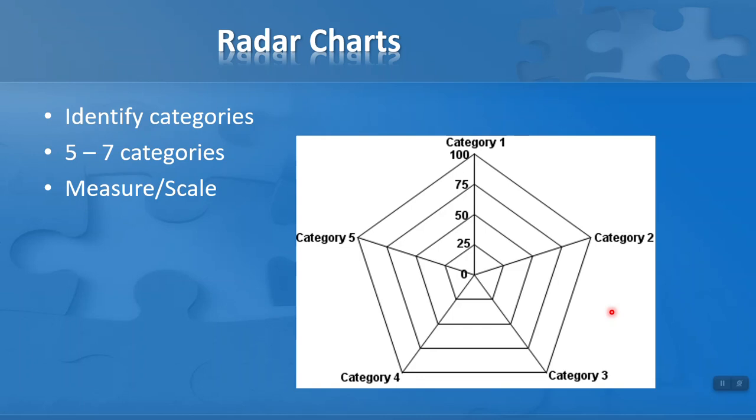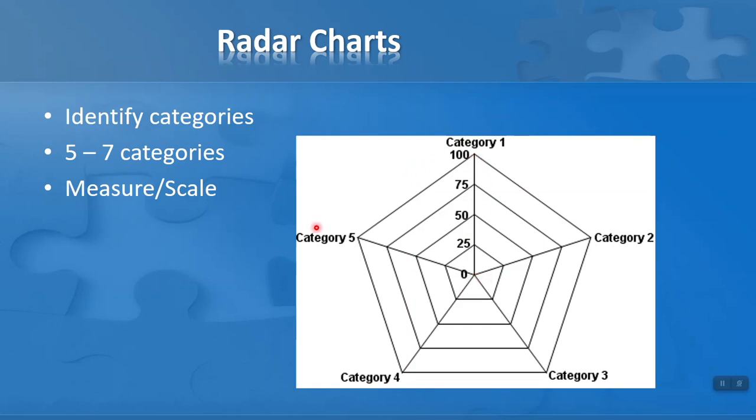So the first thing to do is identify the categories, and as I mentioned previously, KPIs will be very, very useful here. The 5 to 7 categories are probably okay. If you've got a lot more than 7, radar charts can get very, very messy, and of course less than 5, the radar chart is kind of losing its emphasis. And whatever you do, you want to have a measurement and a scale on this. So you can see here in this fictitious one, I've got 5 categories and list them on the outside. And I've got a measure here from 0 on the inside out to 100 on the outside.